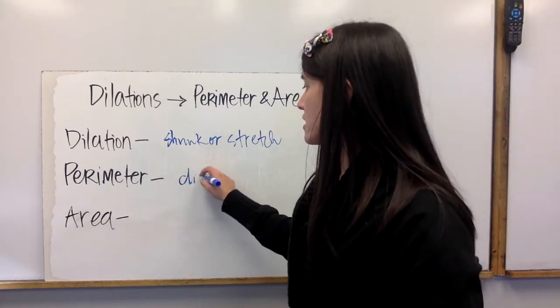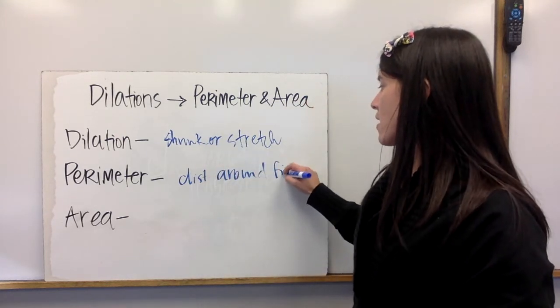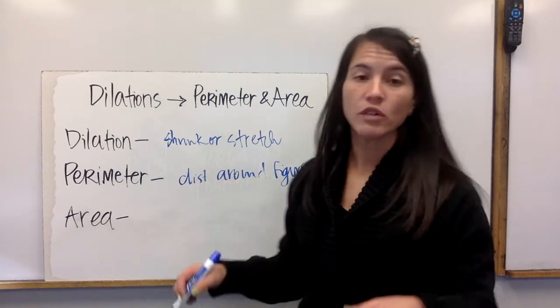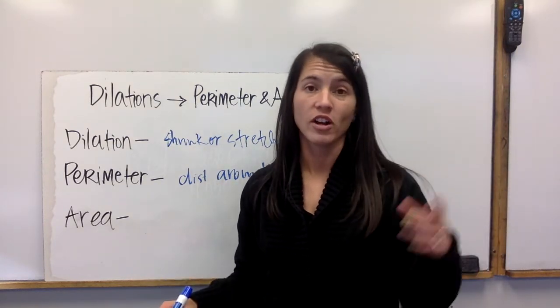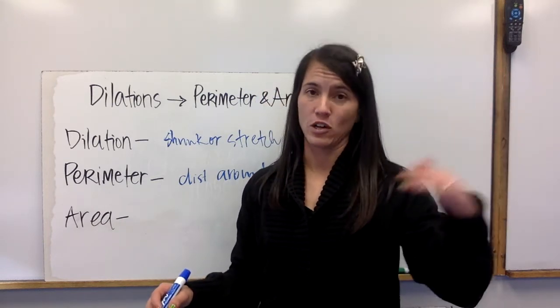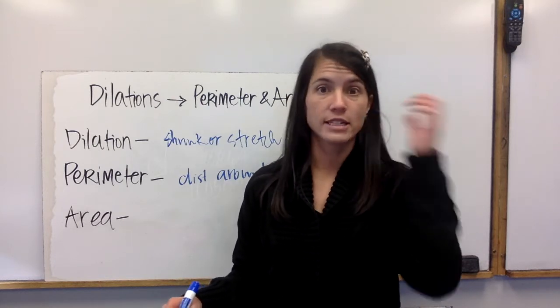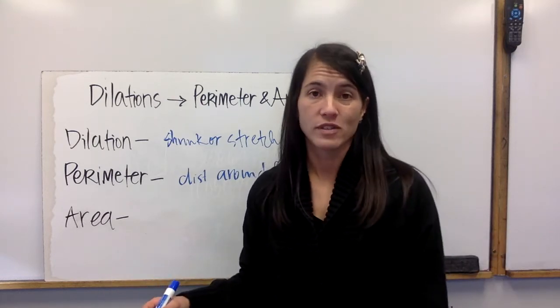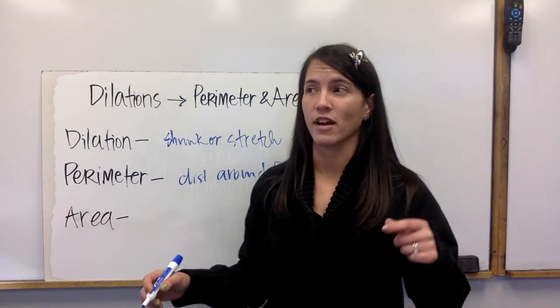So the distance around the figure. And our units are just going to be normal inches, centimeters, miles, whatever. The units are just normal units because you're just measuring the distance around the figure. If it's a triangle, you add the 3 sides. If it's a rectangle, you add the 4 sides. If it's a different kind of quadrilateral, then you just add the sides, the distance around.